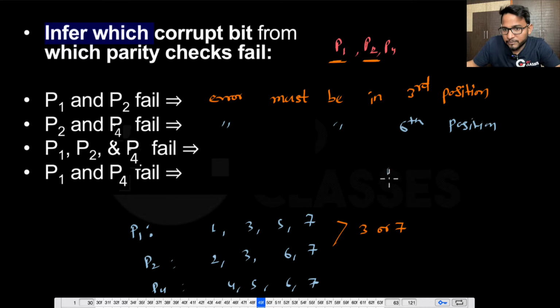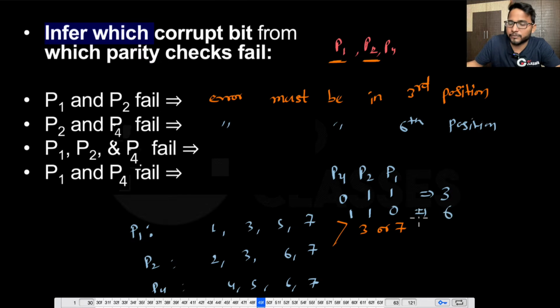So basically, based on the combination that you are having, if you are saying P1 and P2 fail, let's suppose I am writing it like this: P1, P2, P4. You are saying that P1 fails, P2 fails, and P4 is passing. And for the passing, let's suppose I'm keeping it 0. Then in this case, the error is in the third bit. Similarly, if P2 and P4 fail and P1 passes, then in this case you are saying the error is in the second bit, 6th bit.